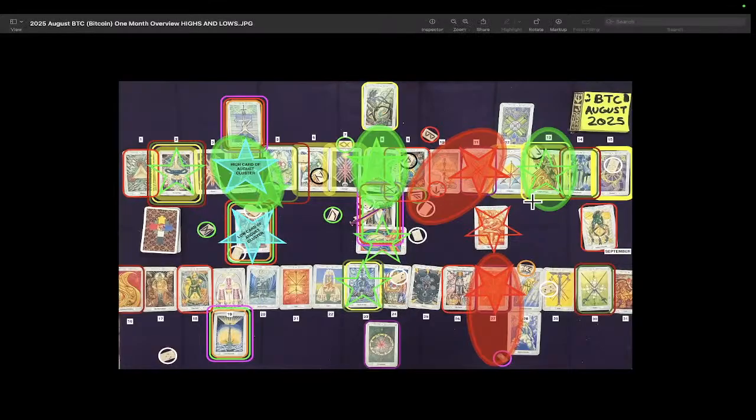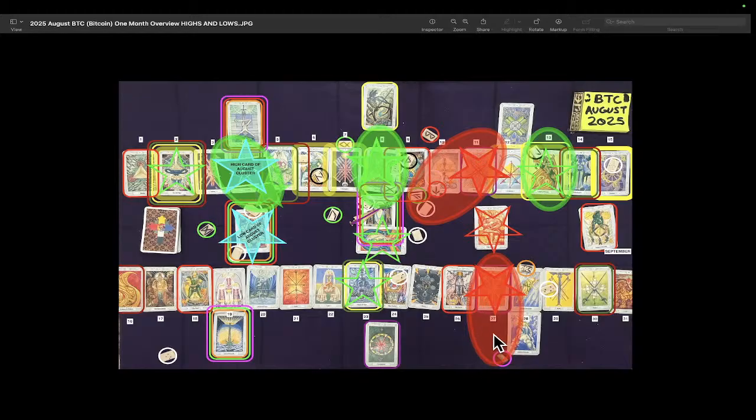Hello, my friends. This is the delayed Bitcoin August 1 month overview reading. I didn't feel it was such a strange retrograde. I didn't feel comfortable putting out the sequence of events until after retrograde, since I laid these cards in retrograde. If you don't know much about retrograde, that's a conversation for another time. If you do, then you get me.